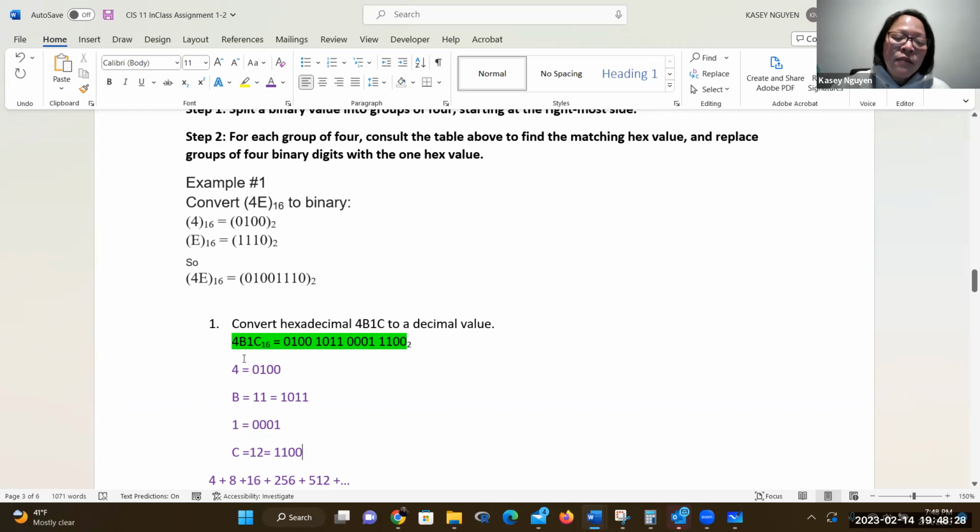So when we combine, we start with the 4. That's going to be these bits here. So 0, 1, 0, 0 goes first. Then the next digit is going to be B. B is this in binary. So you put that here. And then the 1 here. And then the C, which is 12, equal to this. And that's going to be 1100. So 4B1C in hexadecimal is equal to this value in binary.